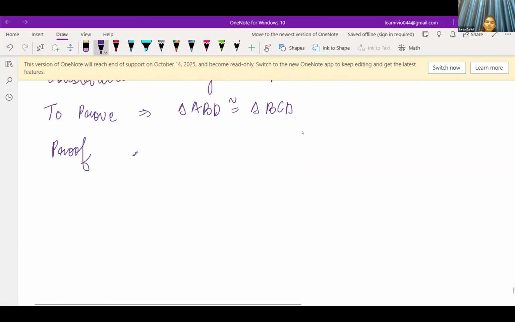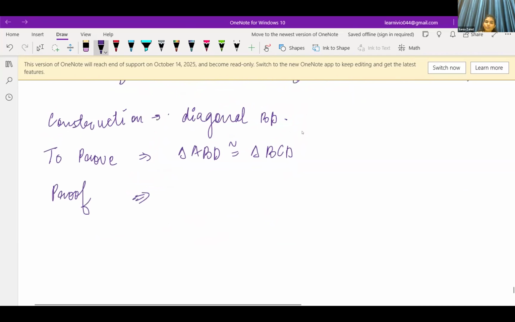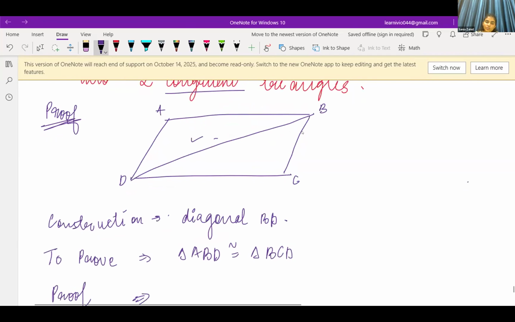The proof. So look here, children, very carefully. If I have to prove that this triangle is congruent to this triangle, I will have to look for some angles and for some sides, right? I had various congruencies, like SSS, ASA, SAS, RHS, etc. So I will just try to look.